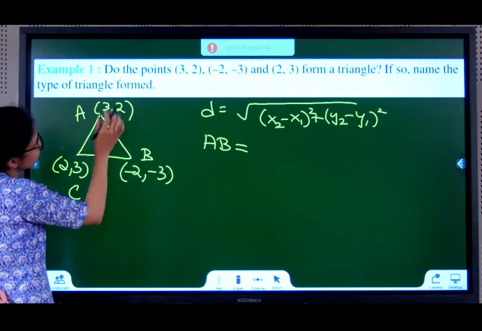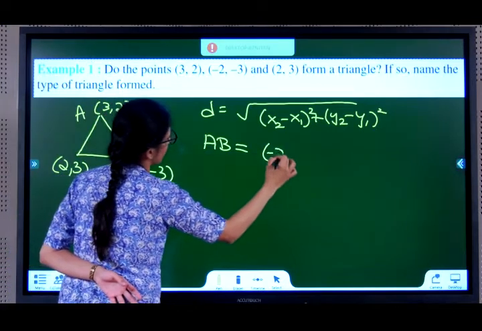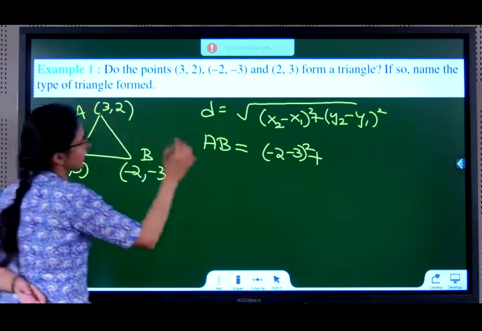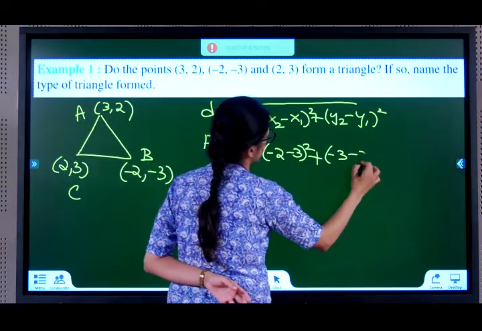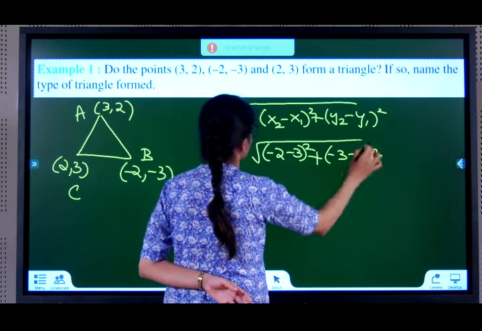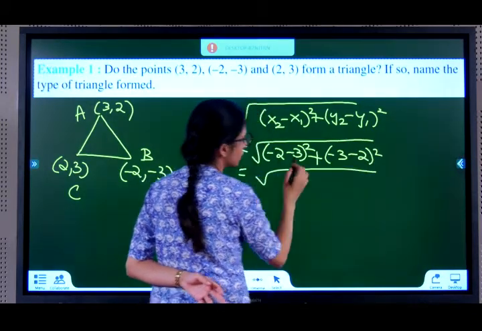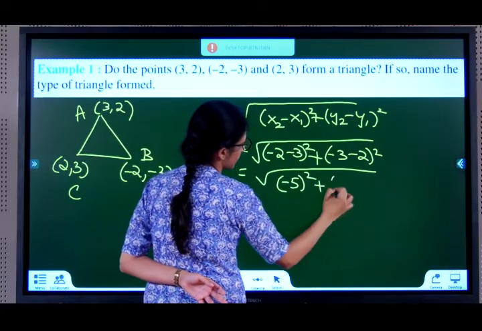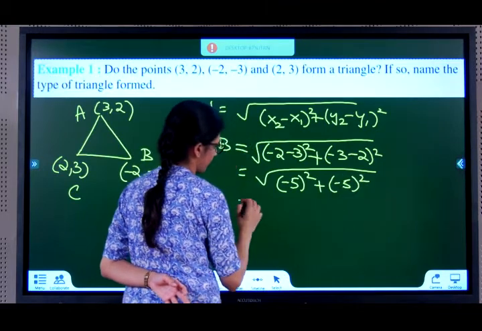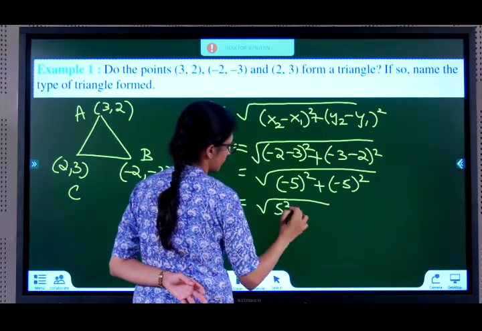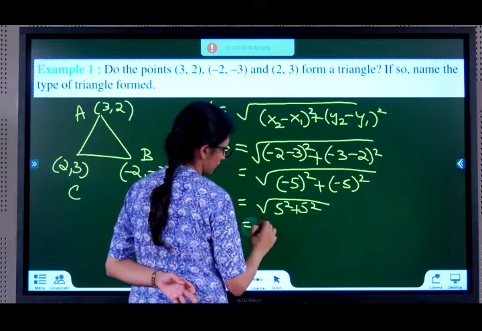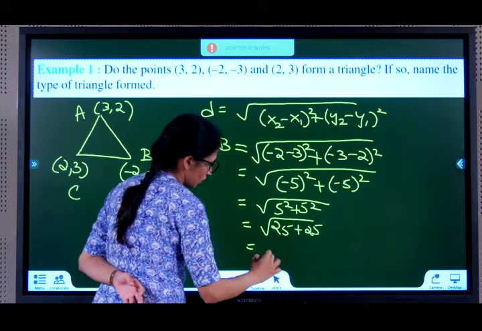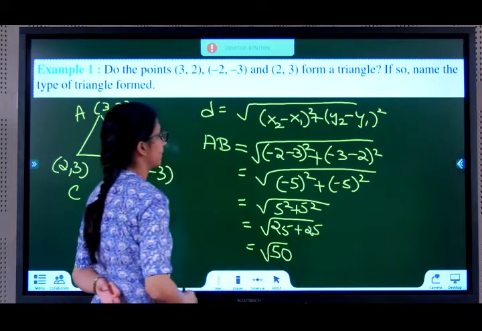So, (-2 minus 3) the whole square plus (-3 minus 2) the whole square, under root. So, root of (-5) whole square plus (-5) whole square. So, this becomes 5 square plus 5 square, 25 plus 25, root 50.